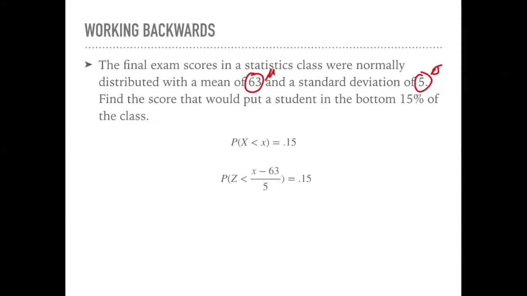Now we need to standardize. So probability Z is less than X minus 63 divided by 5 is equal to 0.15. So we always have to standardize before we use our table. Now, we're ready to go ahead and grab a table. So we have our table.